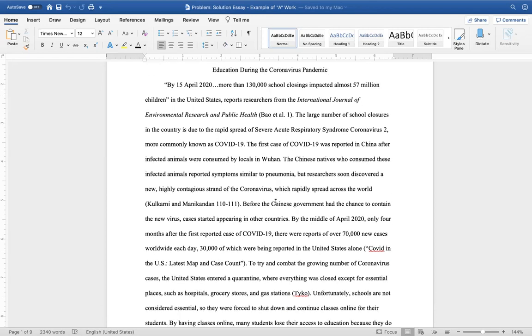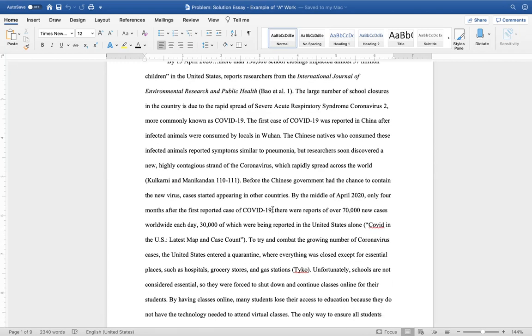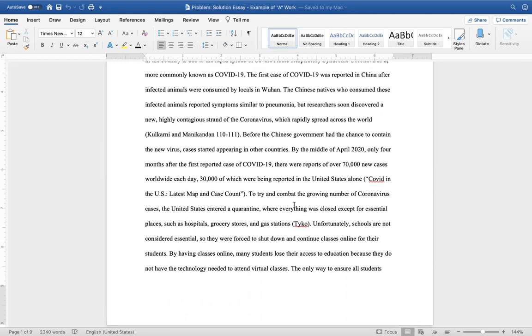By April 15th, April 2020, more than 130,000 school closings impacted almost 57,000 children in the United States, reports researchers from International Journal of Environmental Research and Public Health. The large number of school closures in the country is due to the rapid spread of severe acute respiratory syndrome coronavirus 2, more commonly known as COVID 19. The first case of COVID 19 was reported in China after infected animals were consumed by locals in Wuhan. The Chinese natives who consumed these infected animals reported similar symptoms to pneumonia, but researchers soon discovered a new highly contagious strain of the coronavirus, which rapidly spread across the world.